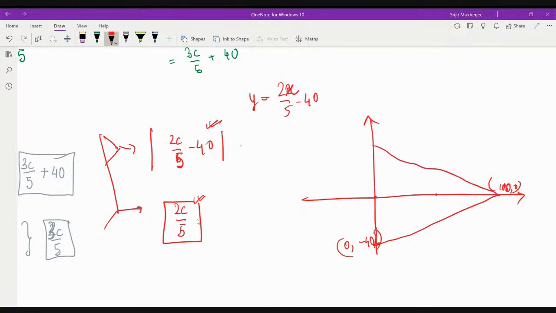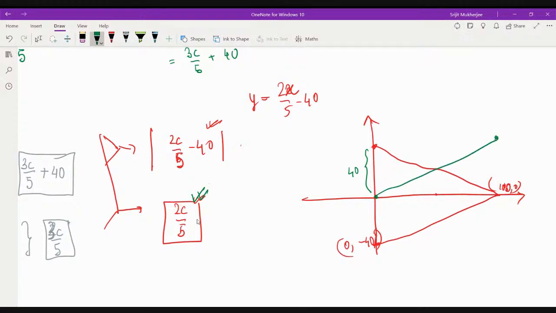The maximum is occurring here. Okay, but we are not done yet. Observe this very carefully, so 40 is possible. So it's modulus we are taking. Okay, and also 2C by 5. Let's draw this graph. So at 0 it's 0, and at 100 it's 40. So it's just like this.